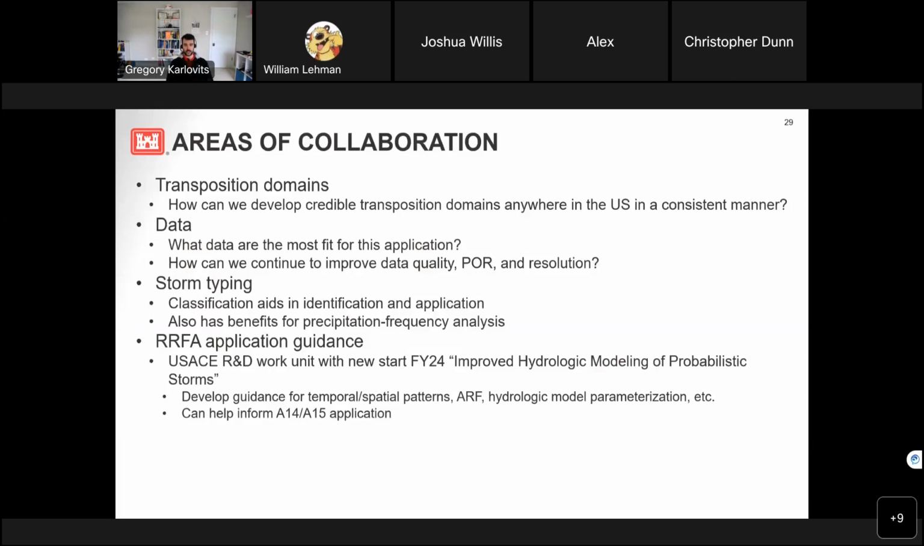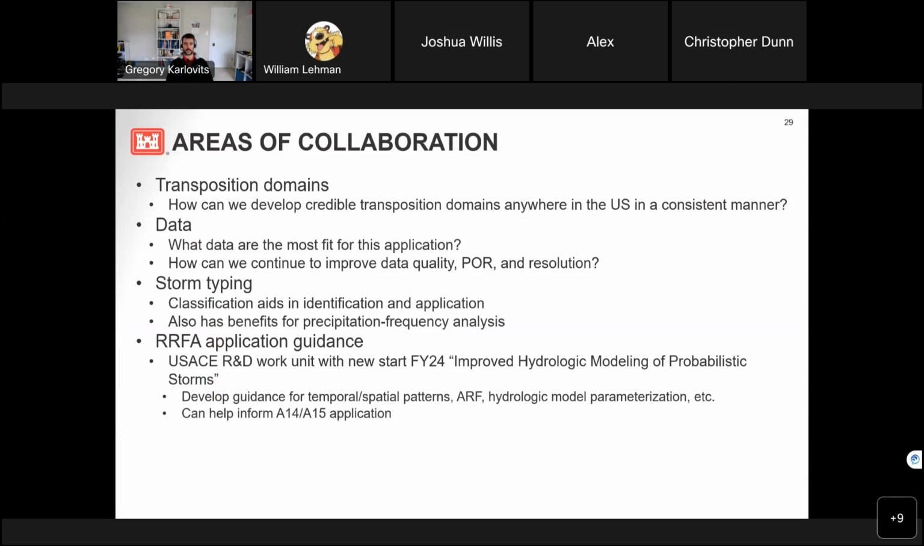But these are the key places that we have to be engaging in order to keep moving forward on all of this. The first is, how do we develop transposition domains for any watershed in the US? And it's got to be consistent, and it's got to be something that makes a lot of sense, meteorologically speaking. And so we're hoping to engage with NOAA on this, actually. It seems like an area they were really interested in, because it also has impacts for probable maximum precipitation, because that uses transposition techniques as well. So we're working to collaborate with the meteorological community within the Corps, and also with NOAA on helping develop those.